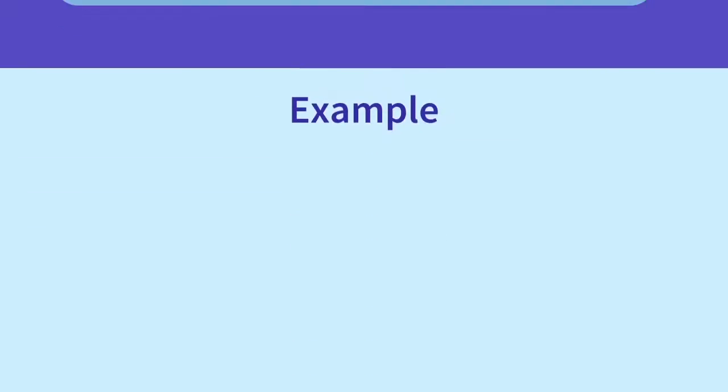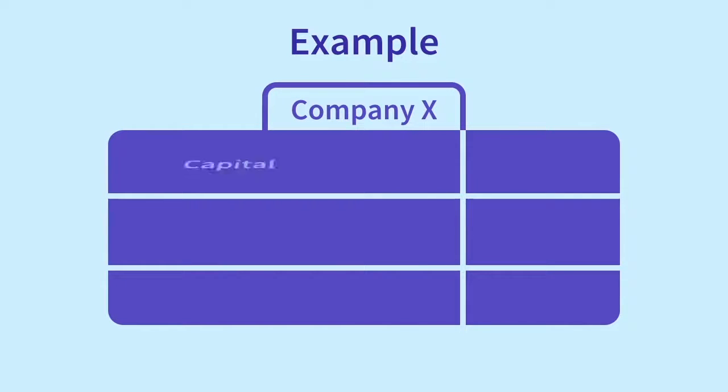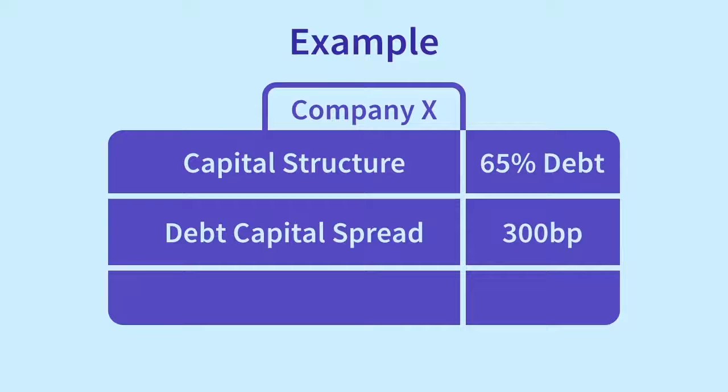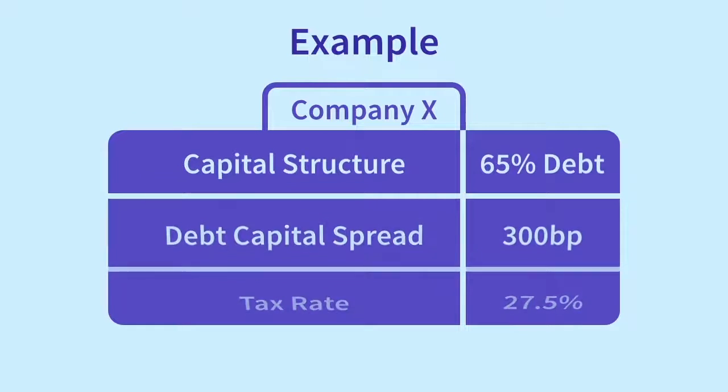Let's take an example to get a sense of how to step through this process. Given the following information, calculate the firm's weighted average cost of capital. Company X has a target capital structure consisting of 65% debt, and they currently operate at their target capital structure. Their cost of debt capital maintains a spread of approximately 300 basis points from the risk-free rate, and their corporate tax rate is 27.5%.